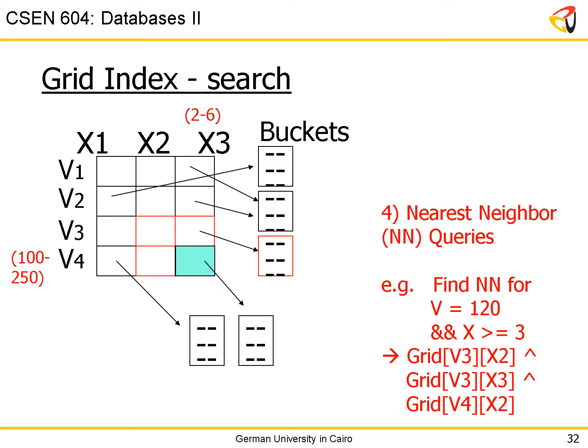So you look up first that location. 120 is between 100 and 250, so it's the last row. X greater than or equal to 3 is going to be the last column, because the last column is for values between 2 and 6. So the intersection of the last row and the last column is the cell highlighted in cyan here. Now, this is where you're standing. This is where you want to find the nearest neighbor when you're standing there inside the cyan cell. So the nearest neighbors are going to be the 3 cells highlighted in red.